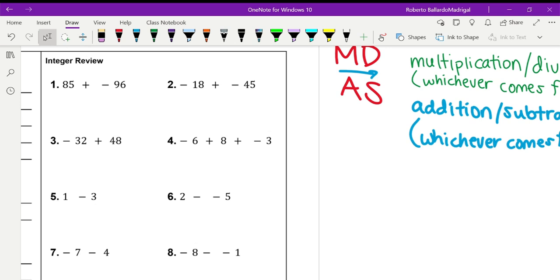All right, once you know who your partner is, come and get a whiteboard and a marker. Come and get a whiteboard and a marker. For this one, I don't have the answers yet. We'll probably check with the calculator.